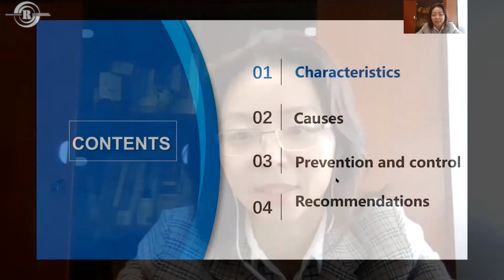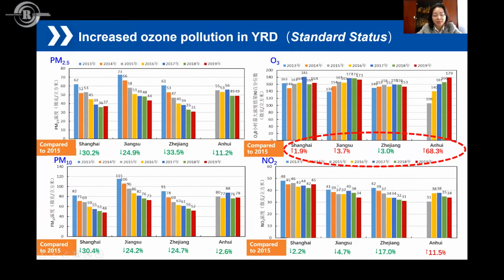Today I'd like to introduce the ozone pollution in the Yangtze River Delta, as well as our relevant experience on pollution control. You can see the status of ozone pollution in the Yangtze River Delta: with the decreased concentration of PM2.5, there is an increased concentration level of ozone in this region. Not just Shanghai, but also Jiangsu and Anhui province, the pollution concentration has increased during the past several years.